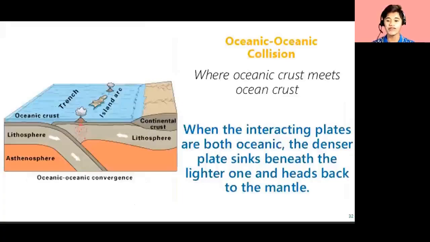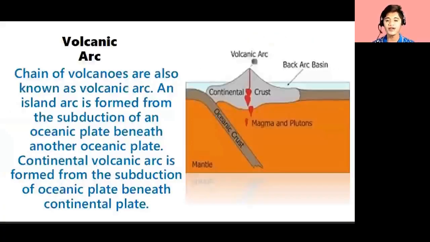Oceanic-oceanic collision happens when oceanic crust meets oceanic crust. Oceanic-oceanic convergence occurs when the leading edge of both plates consists of oceanic crust. These plate boundaries have many of the same features as in oceanic-continental convergence. In oceanic-oceanic convergence, a volcanic arc is a chain of volcanoes. An island arc is formed from the subduction of an oceanic plate beneath another oceanic plate. Continental volcanic arc is formed from the subduction of oceanic plate beneath a continental plate.